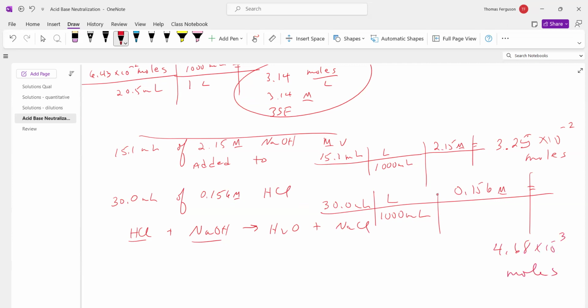Okay, so what do we have more of? Acid or base? We have a lot more base. Okay, so how much more? Because we're going to get a neutralization reaction of 4.68 moles.